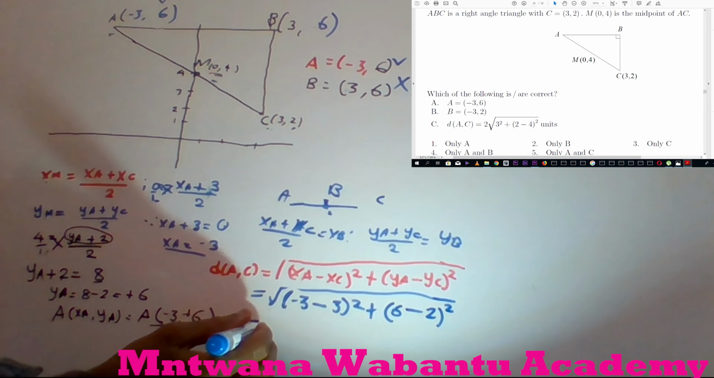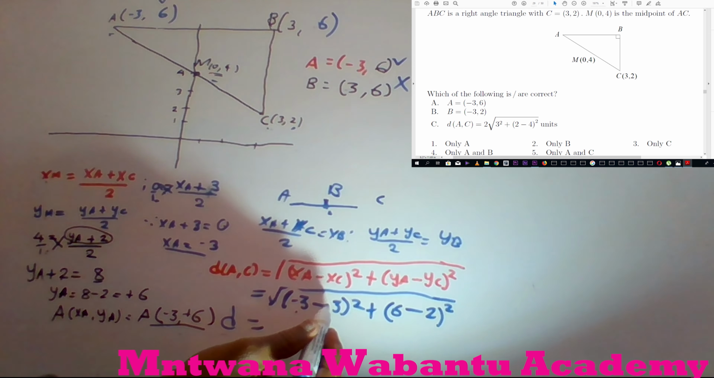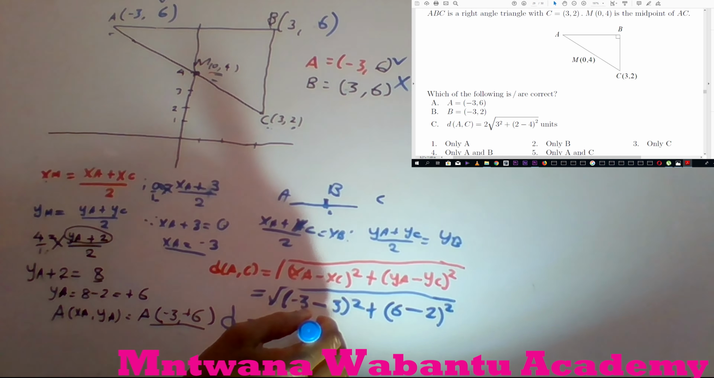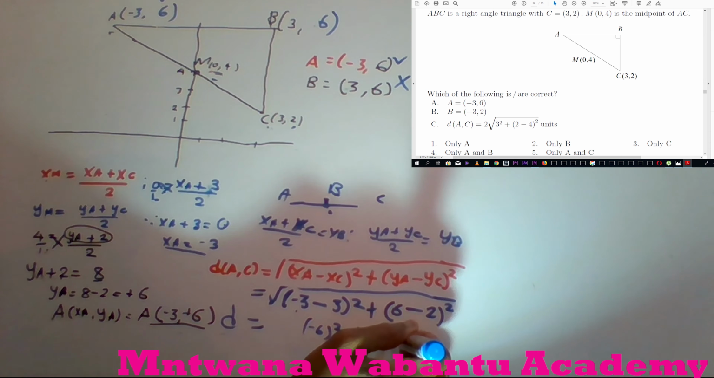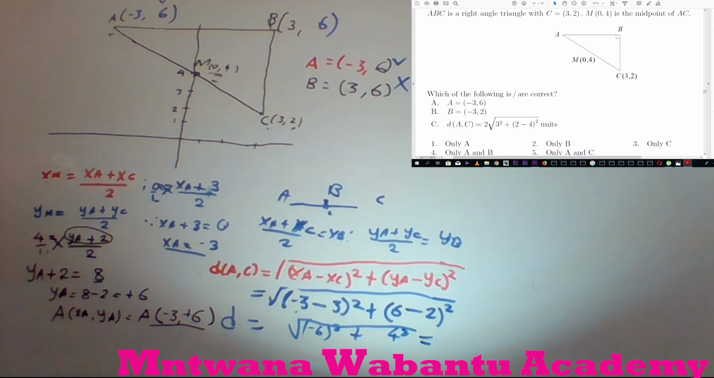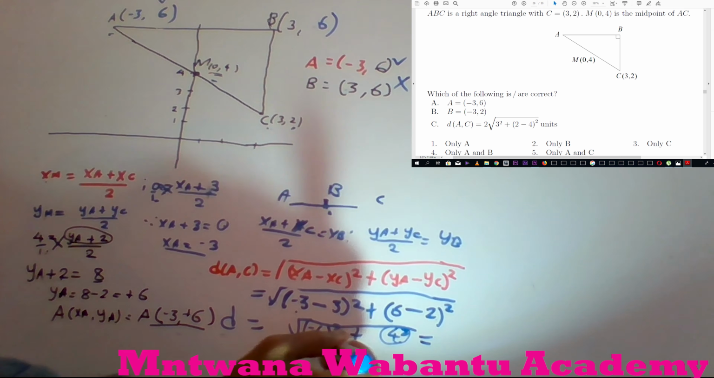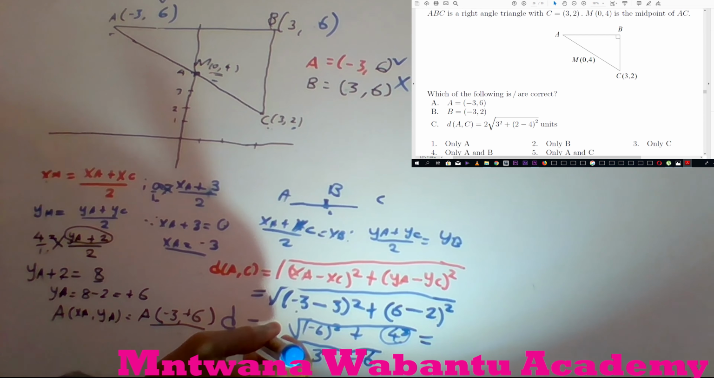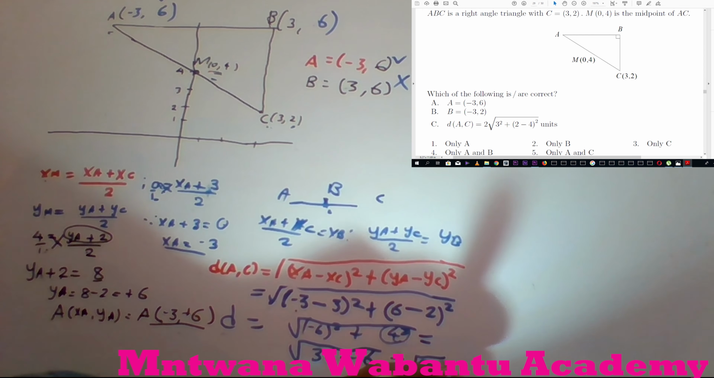So now what we're going to get here, distance AC equals negative 3 minus 3 equals negative 6 square, plus 6 minus 2 equals 4 square. Now we have a square root. So negative 6 square equals 36 plus 16. So 36 plus 16 equals square root of 52. So this is going to give us square root of 52 units.